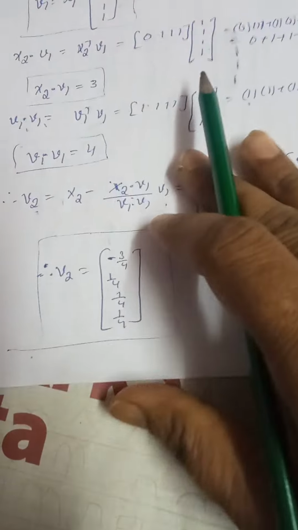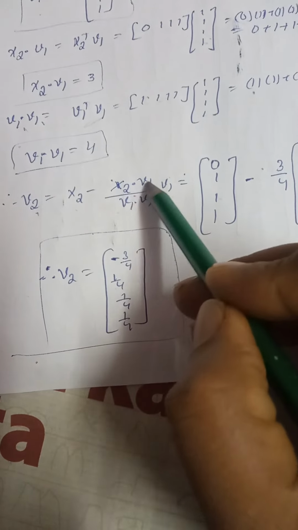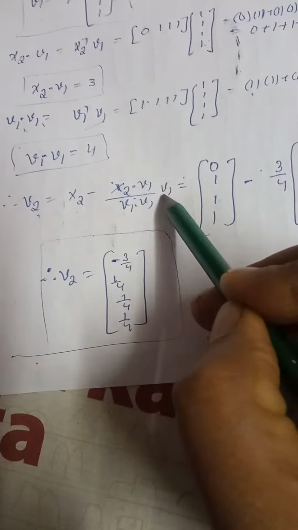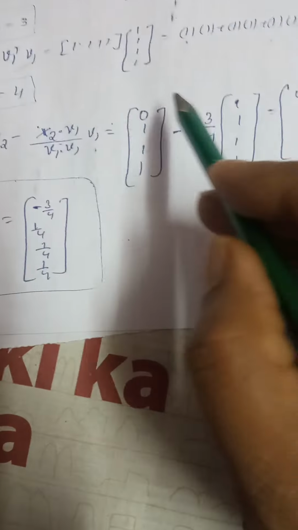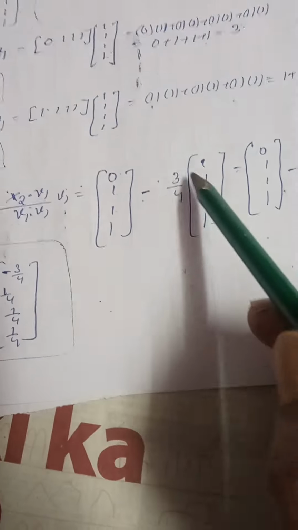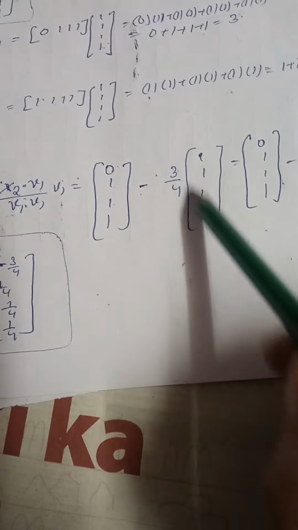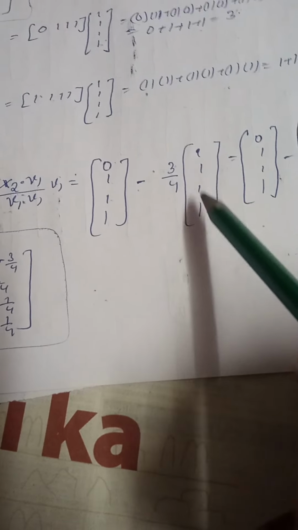Now, I am calculating this one. v2 is equal to, I wrote the formula once again, x2 minus x2 dot v1 by v1 dot v1 into v1. There is no dot here. See, x2 is 0, 1, 1, given data, minus x2 dot v1 is 3, v1 dot v1 is 4, into v1. v1 is nothing but x1 now, 1, 1, 1.